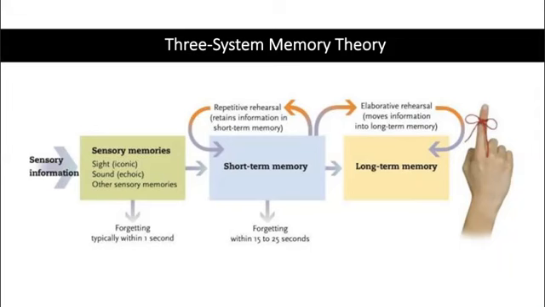But basically, you have repetitive rehearsal, which occurs in short term memory. This is just where you're repeating the information over and over again so that it can be remembered and transferred to long term memory. But elaborative rehearsal is more active. So, this is when you're actively doing things to commit the information to memory. And we'll talk about what those are in just a moment.